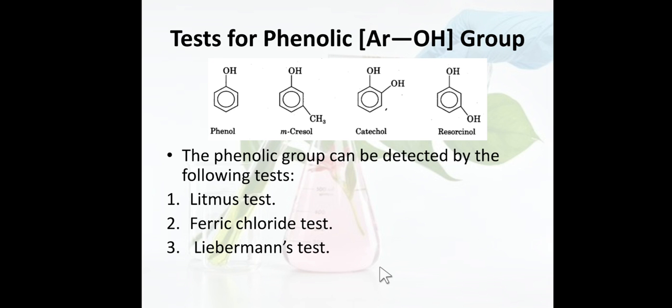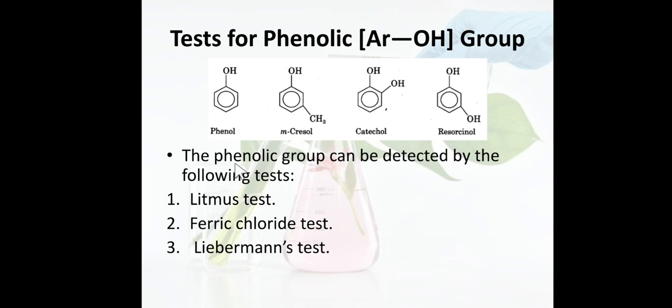Now let's go for the phenolic OH group, because if we have alcoholic or phenolic, there will always be confusion. So how can we identify or distinguish the alcoholic functional group from the phenolic functional group? So these are some very famous phenols. This phenolic group can be detected by the following tests.